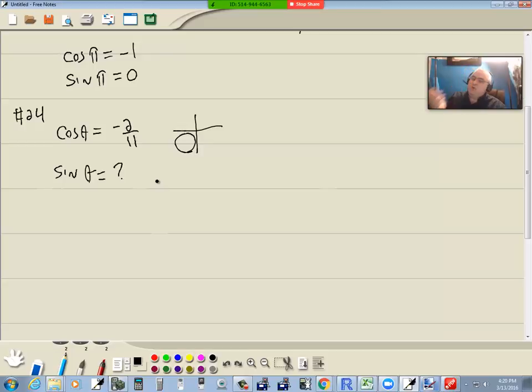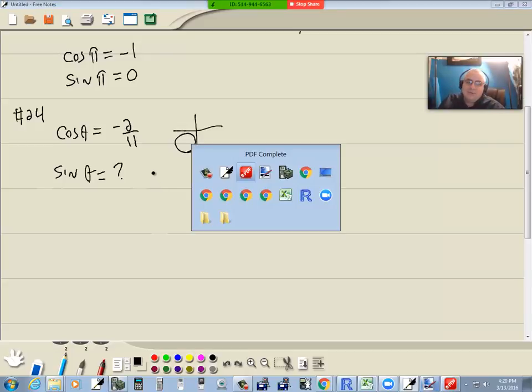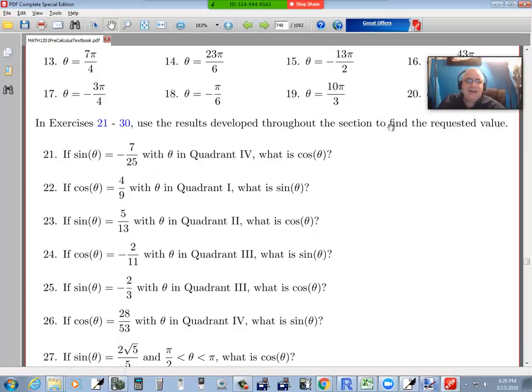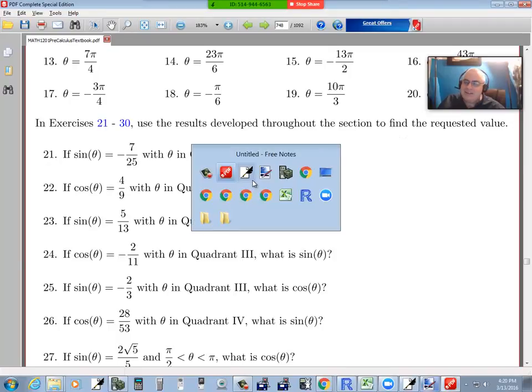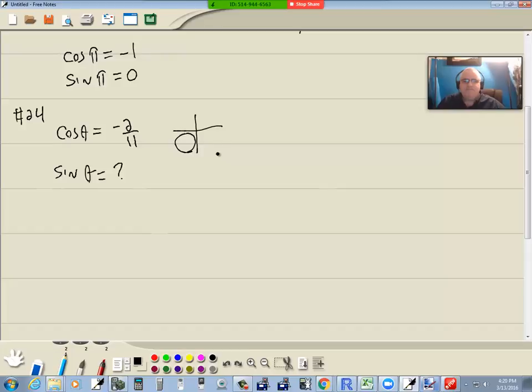Okay, now we could assume it's on the unit circle, but since it doesn't specifically say, use the results developed throughout the section to find a requested value. Since it doesn't say it's on the unit circle, I'm not going to assume that. Now, we had some formulas. Cosine is equal to x over r. And sine theta is equal to y over r.